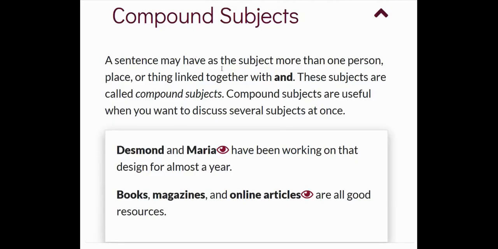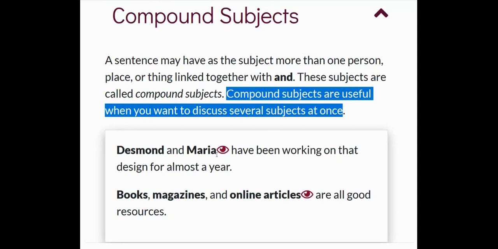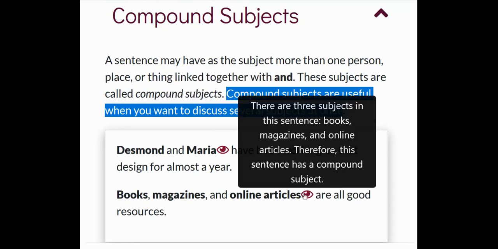Compound subjects are subjects that use "and" to link multiple subjects, that is, more than one person, place, or thing. Compound subjects are useful when you want to discuss several objects at once. It's important to realize that all of the subjects identified in this compound are part of that subject. So here we have two people, Desmond and Maria. In this case, we have three subjects, nouns that identify things: books, magazines, and online articles. All three, in this case, would be part of the compound subject.